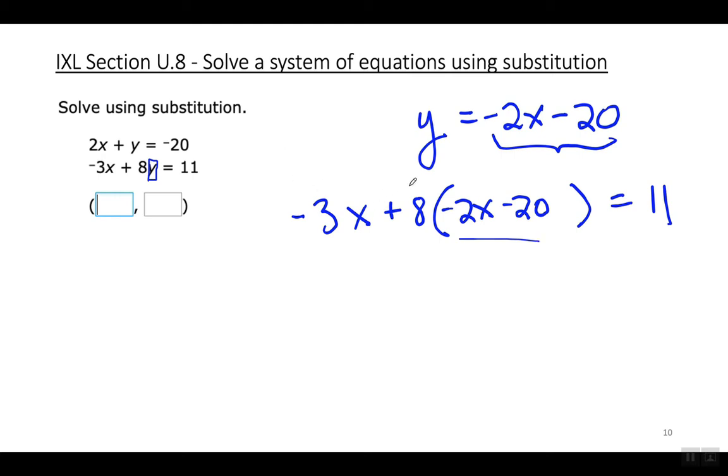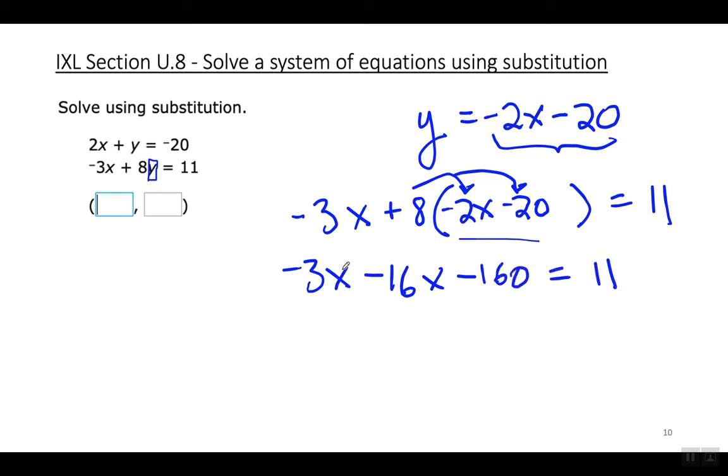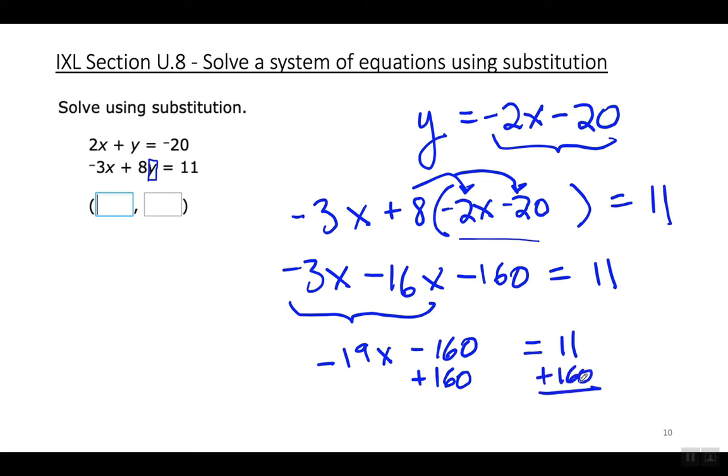All right, now I'm going to do the distributive property. So negative 3x minus 16x minus 160 equals 11. Combine like terms. Negative 3x minus 16x is negative 19x minus 160 equals 11. Now I'm going to move the minus 160 to the right by adding it. I didn't really line that up, but you get the idea. So negative 19x equals 171. So x is going to equal 171 divided by negative 19. So x is going to equal negative 9.